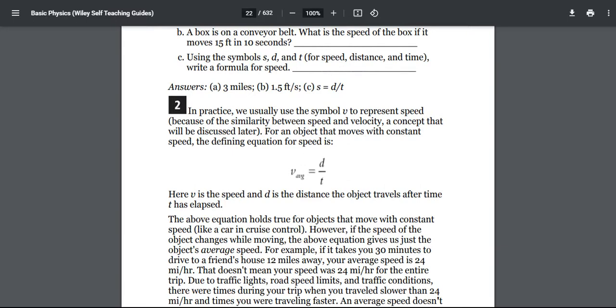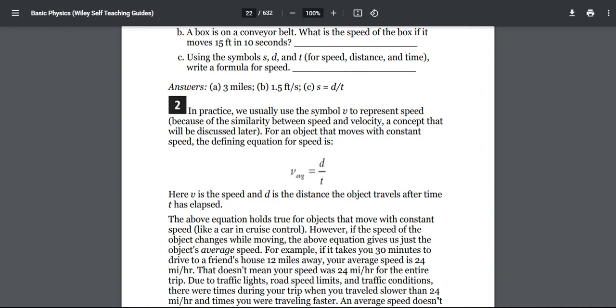In practice, we usually use the symbol V to represent speed because of the similarity between speed and velocity. We are going to learn more about velocity in a later video. For an object that moves with constant speed, the defining equation for speed is, and this is important, the object must move with constant speed. Only then is this formula going to work.